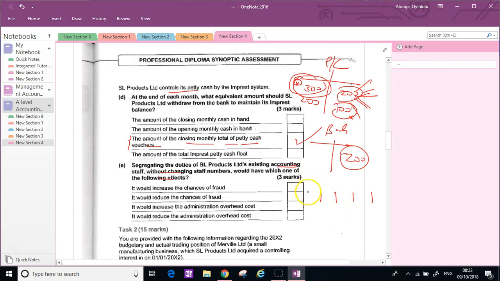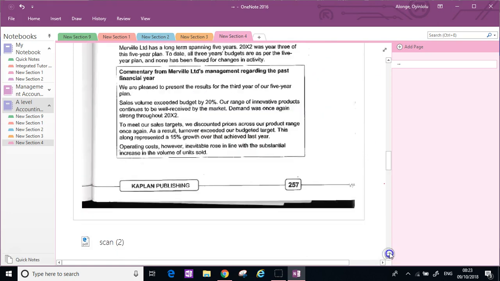So definitely it would not increase the chance of fraud. Any segregation of duties will not increase the chance of fraud. You're not increasing the number of people, so it would not increase or decrease administrative overhead costs. It's the same number of people, and at some level it will reduce the chances of fraud. So that's task 1 done.